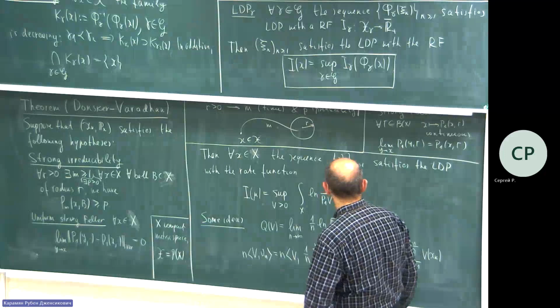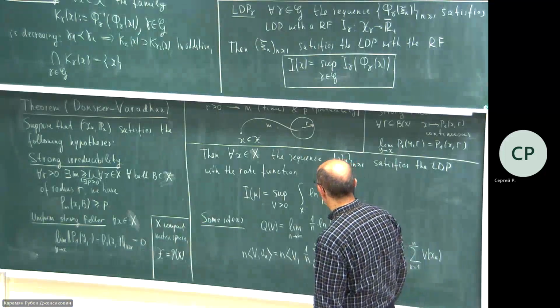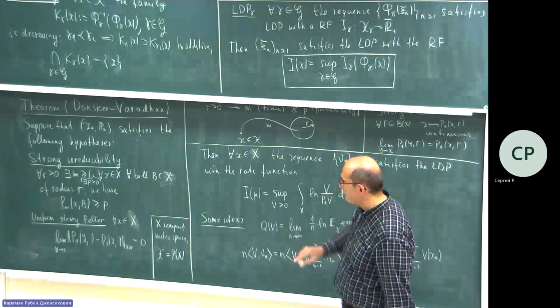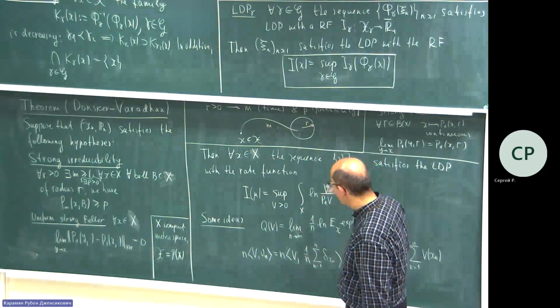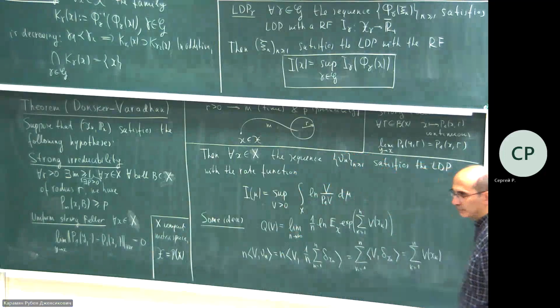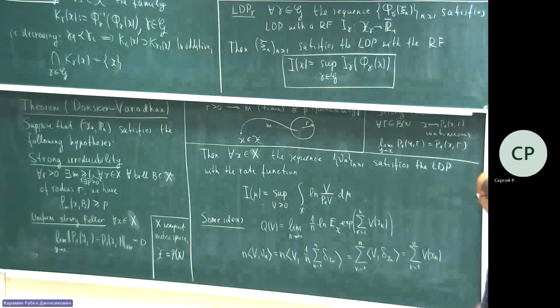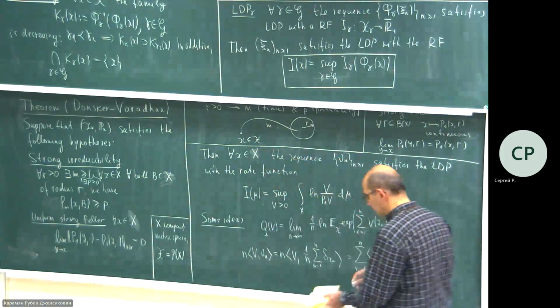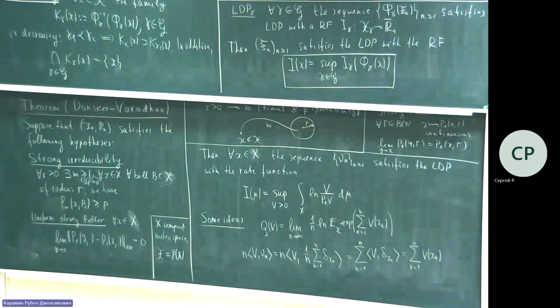By the way, I didn't mention that what is written here is independent of x. So in particular, the rate function is the same for all initial conditions. In principle, this Q may depend on x.